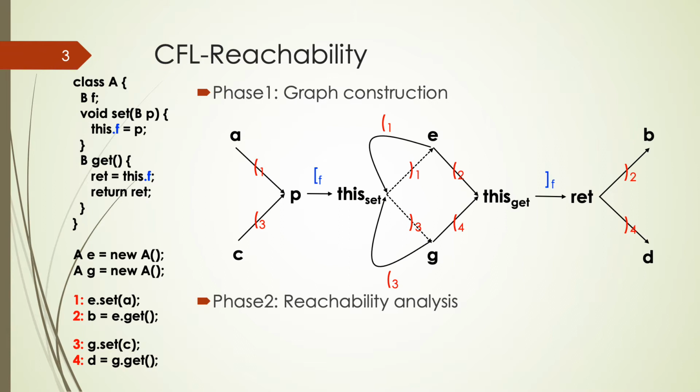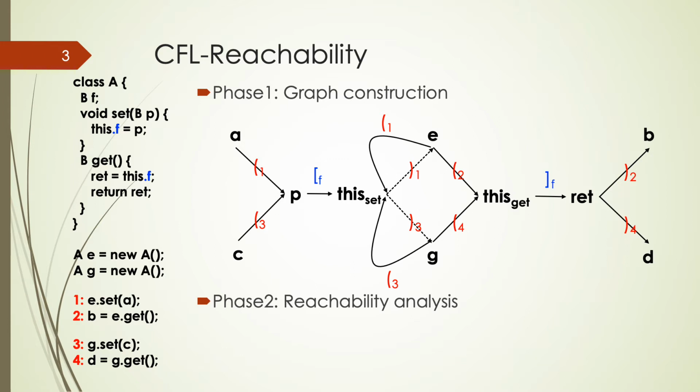The program is represented by the following graph. CFL reachability makes use of parentheses to denote calls and returns, and brackets to denote field writes and field reads. Reachability analysis decides whether there is flow from one node to another. Roughly, if the string on the path from node A to node B belongs to the language of balanced parentheses, then there is flow from A to B.